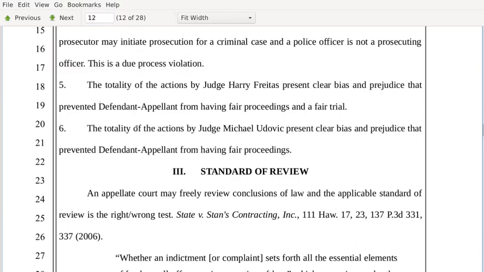Okay, then the last two are the same. It's just coming down to bias issues. Totality of the actions by Judge Harry Freitas present clear bias and prejudice that prevented defendant appellant from having fair proceedings and a fair trial. Okay, you know, he was the one that started it. Basically, I wound up being ordered to make 20 appearances before legitimate charges were entered, and they were done about 2 years after the statute of limitations ran.